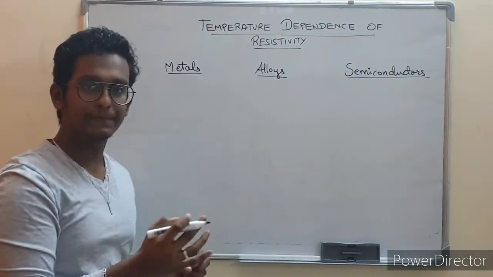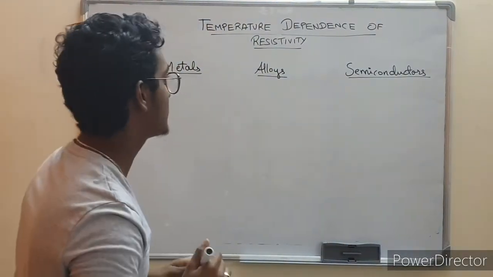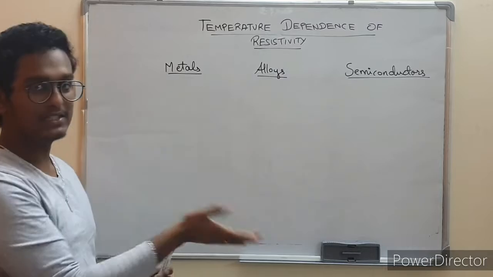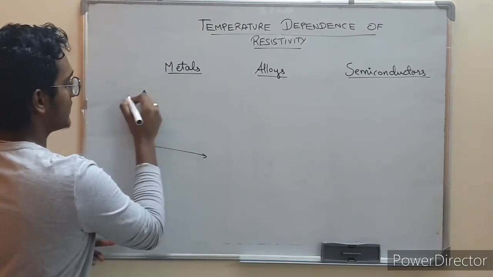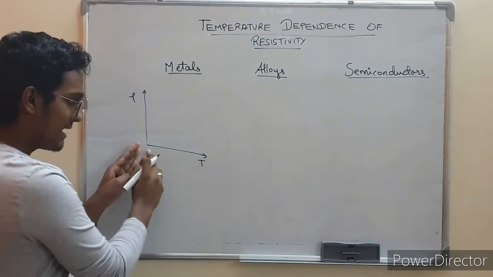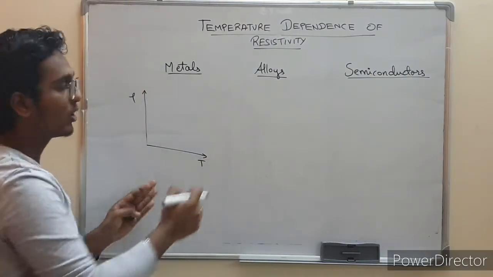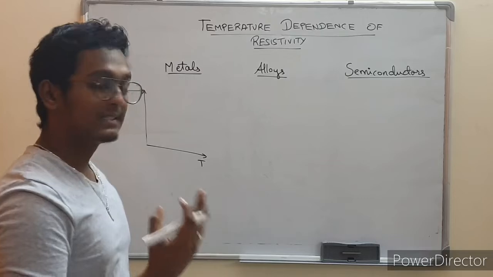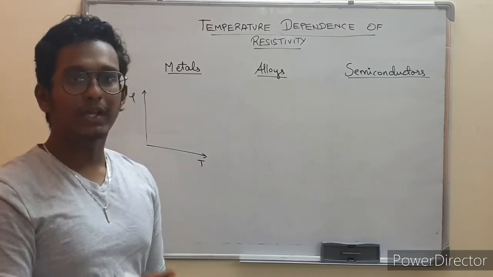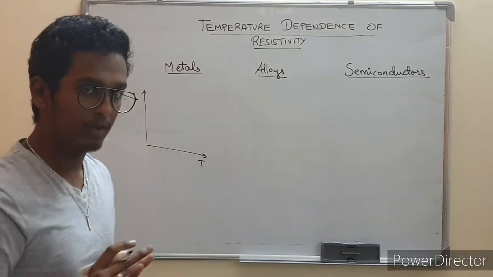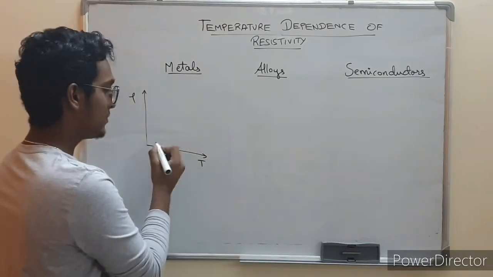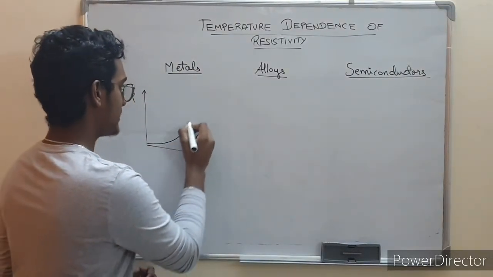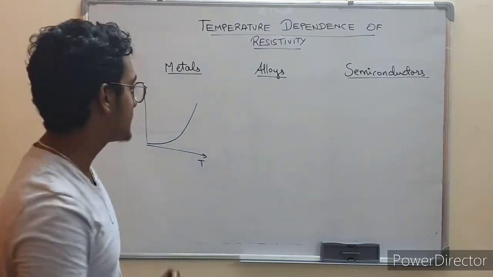Okay, so these are the three types. Now let's look at the graphs of these three, of resistivity versus temperature. So you have resistivity on the y-axis and temperature on the x-axis. That means as you increase the temperature, we'll see what happens. The resistivity of metals is going to increase in an exponential way when you increase the temperature. Let's assume it starts from 0 and then it just goes in an exponentially increasing way.